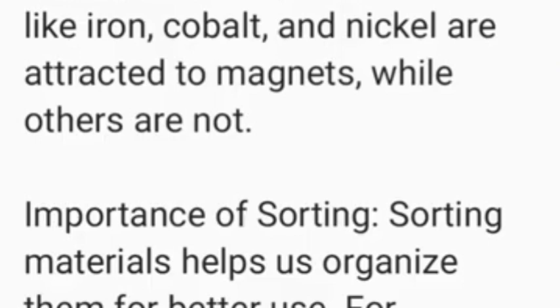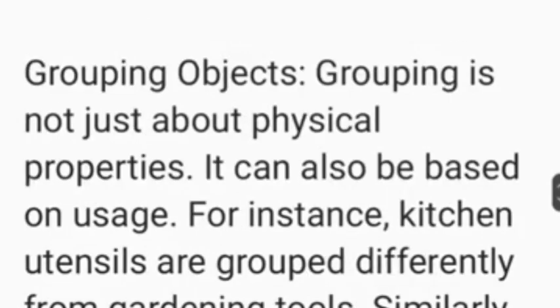Importance of sorting. Sorting materials helps us organize them for better use. For instance, in recycling, sorting materials like plastic, metal, and glass ensures efficient reuse. It also helps in understanding the suitability of materials for specific purposes. For example, using waterproof materials for raincoats and durable metals for tools.